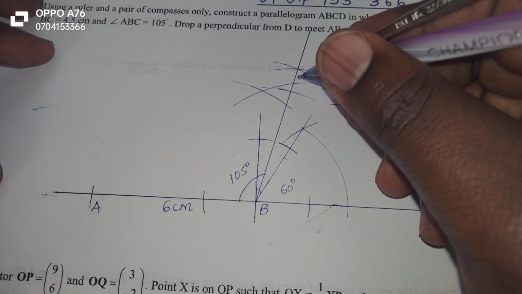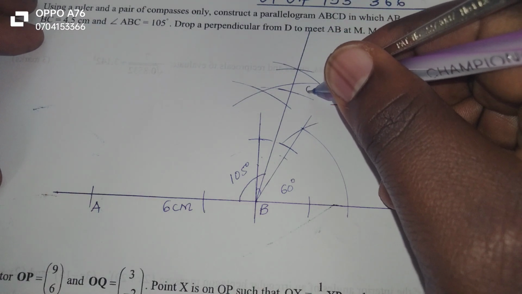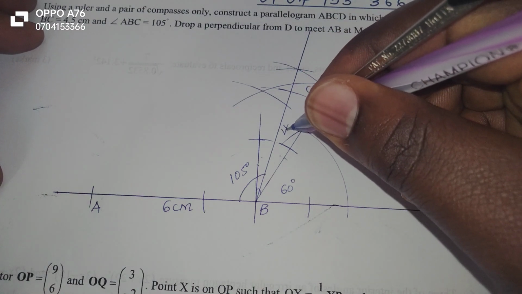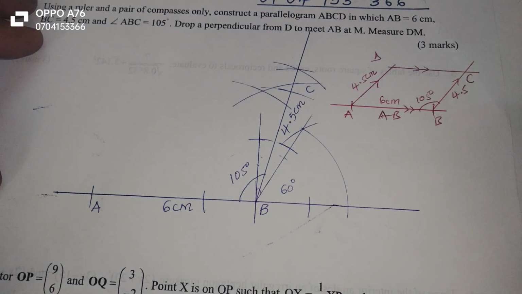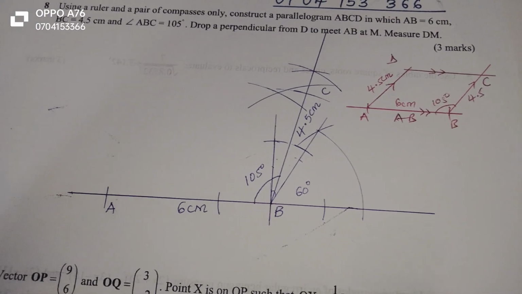This is going to be my point C, because now I have measured 4.5 centimeters. Then now there is something else we are supposed to know.